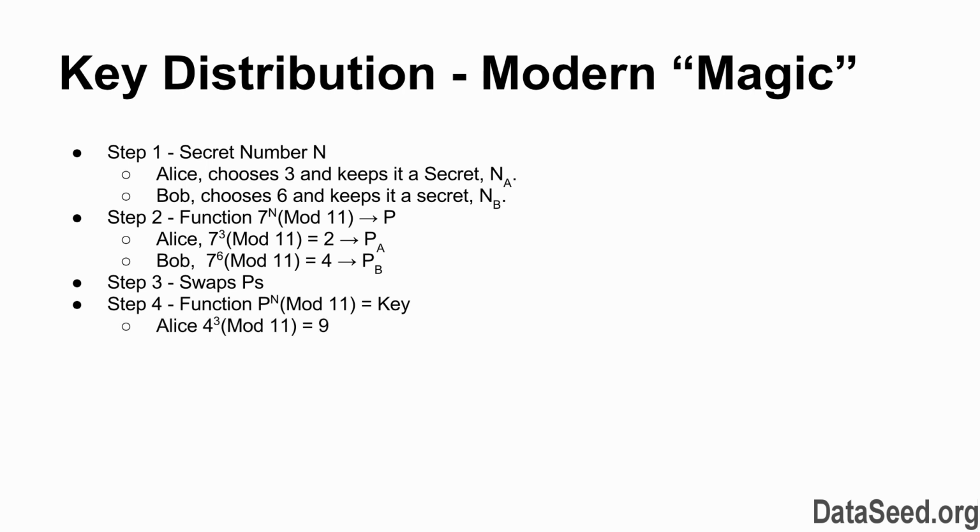4 raised to the power of 3 mod 11 equals 9 for Alice, and 2 raised to the power of 6 mod 11 is also equal to 9 for Bob. They were able to swap their keys publicly and didn't have to worry about someone snooping, because only their private keys could be used to expose this shared key value. And this key distribution method is called the Diffie-Hellman-Merkle key exchange.